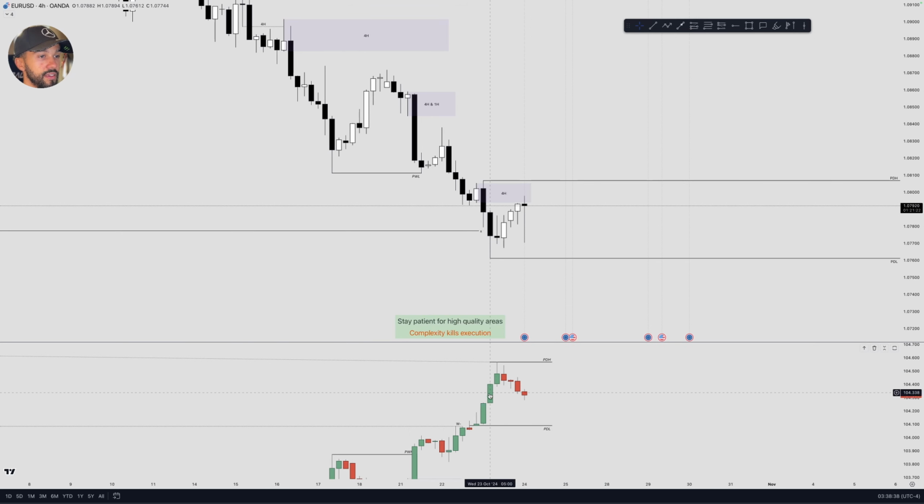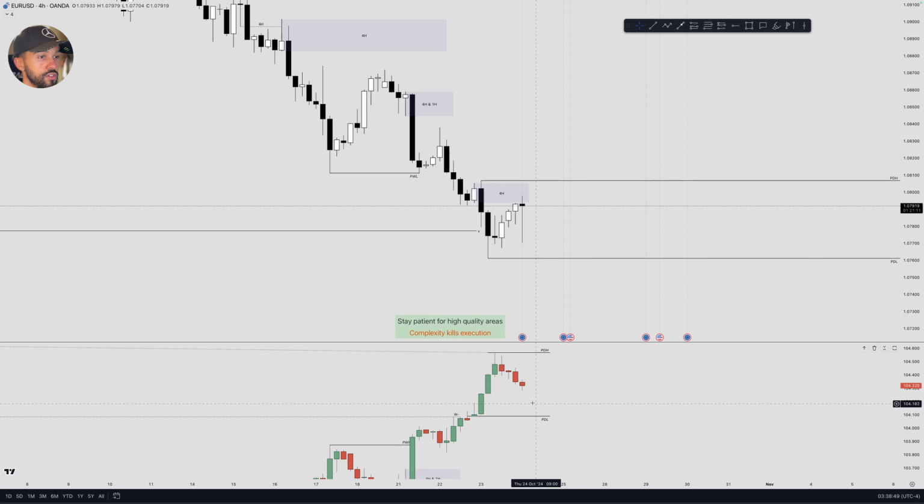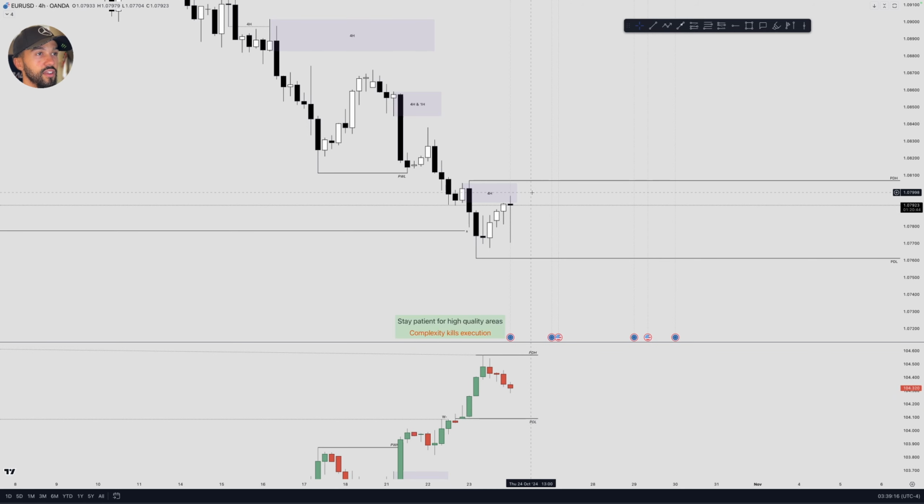On DXY here, we've also sort of filled this imbalance. We have a bit more room to go as well. I'm not sure if this is accurate because the 4 hour sometimes isn't live. So we'll see what the 1 hour shows to see if we filled this area as well. Let's go down to the 1 hour.